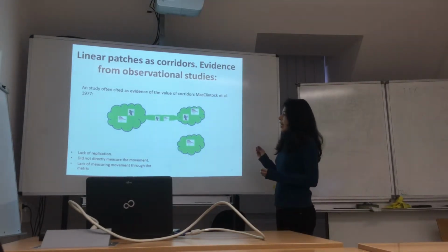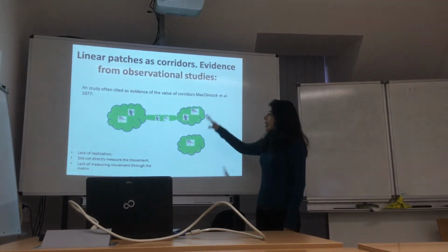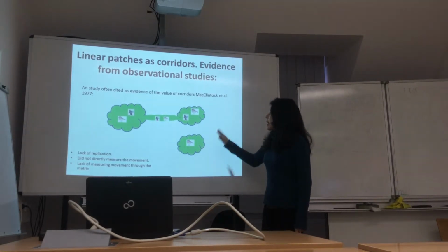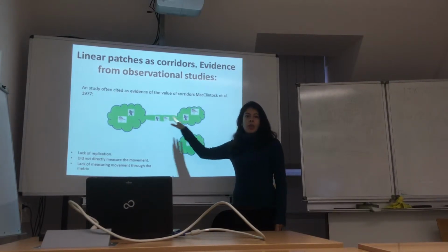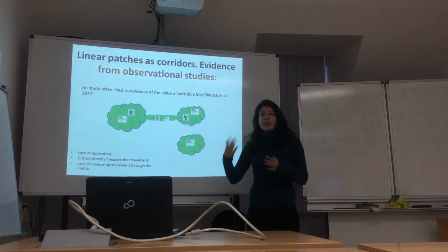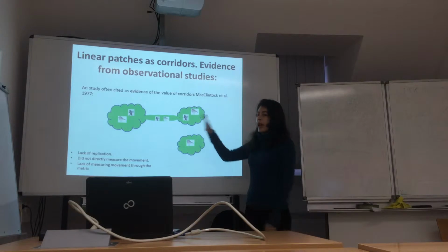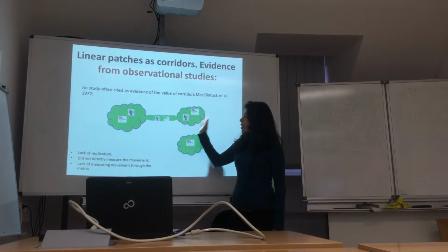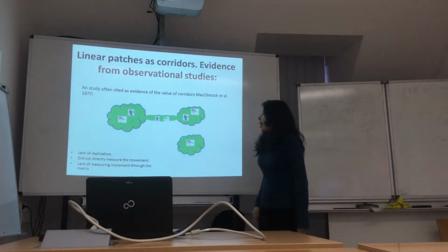So they only checked the number of individuals and the number of species, and because they realized that the connected patches had more species than the isolated patch, and that the species in the connected patches were similar, and they saw these species also in what they call the corridor, they concluded that these species were using the corridor, and the corridor was helping them to have this biodiversity. But they didn't actually measure the movement, so this is one of the problems of several studies. And also they had a lack of replication.